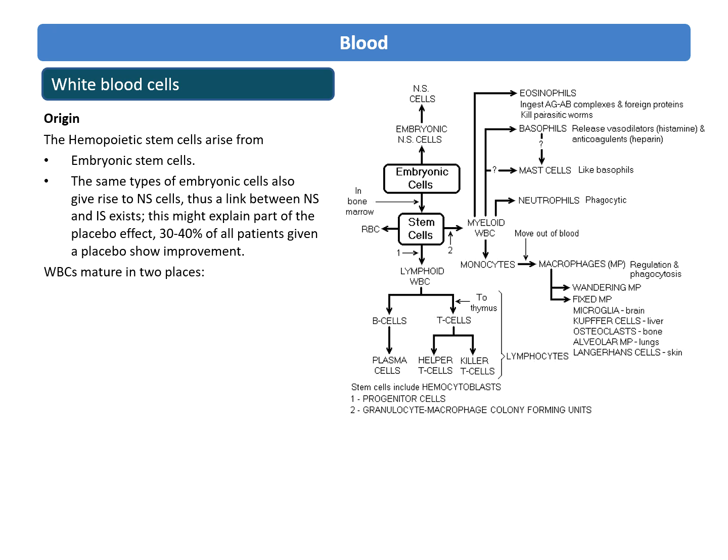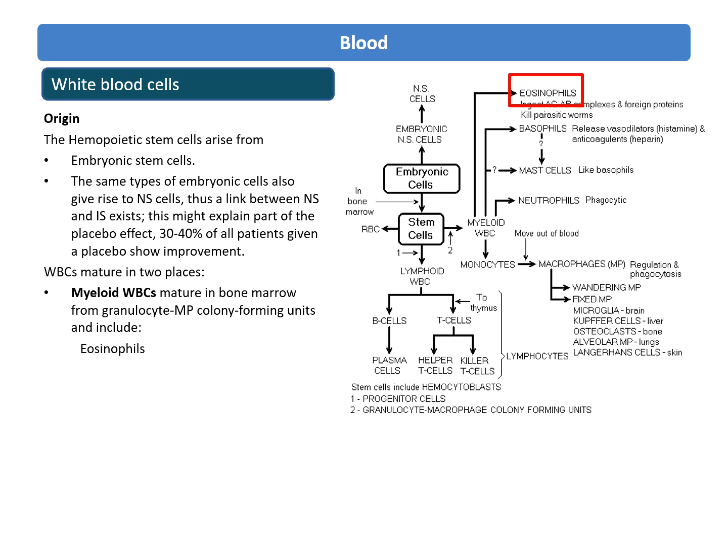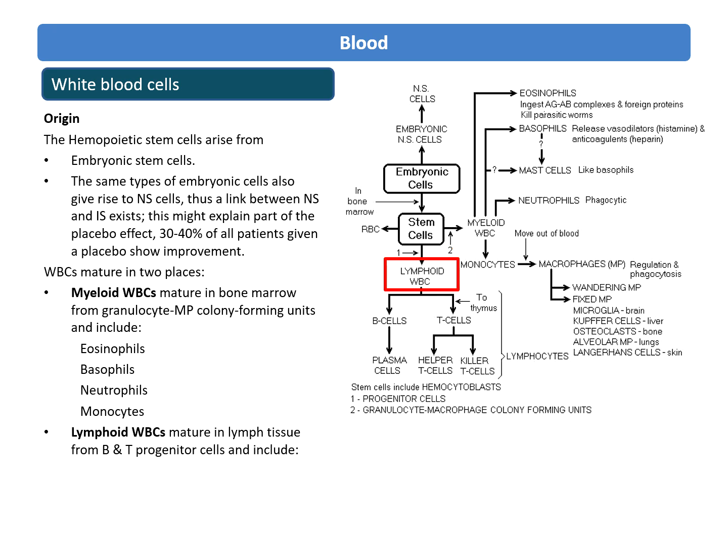White blood cells mature in two places. Myeloid white blood cells mature in bone marrow, in granulocyte-monocyte forming units, and include eosinophils, basophils, neutrophils, and monocytes. The lymphoid white blood cells mature in lymph tissue from B and T progenitor cells, and they include the various lymphocytes.